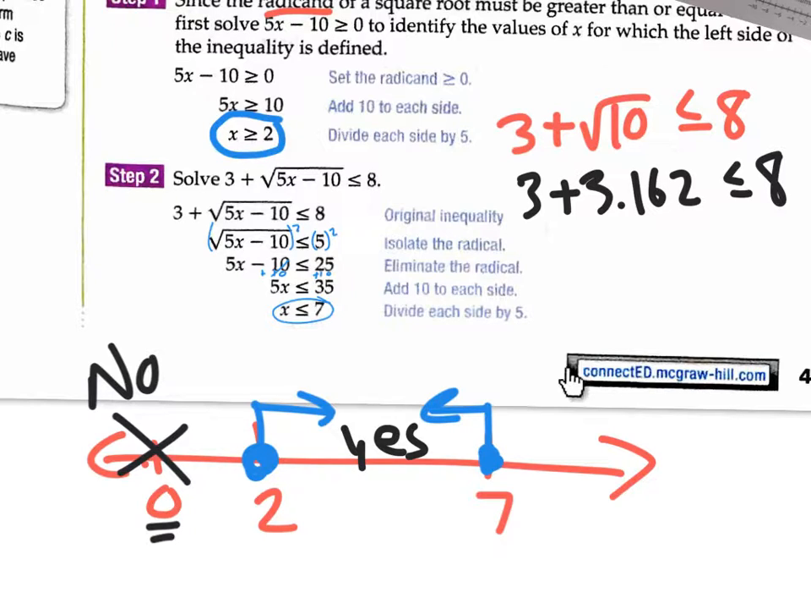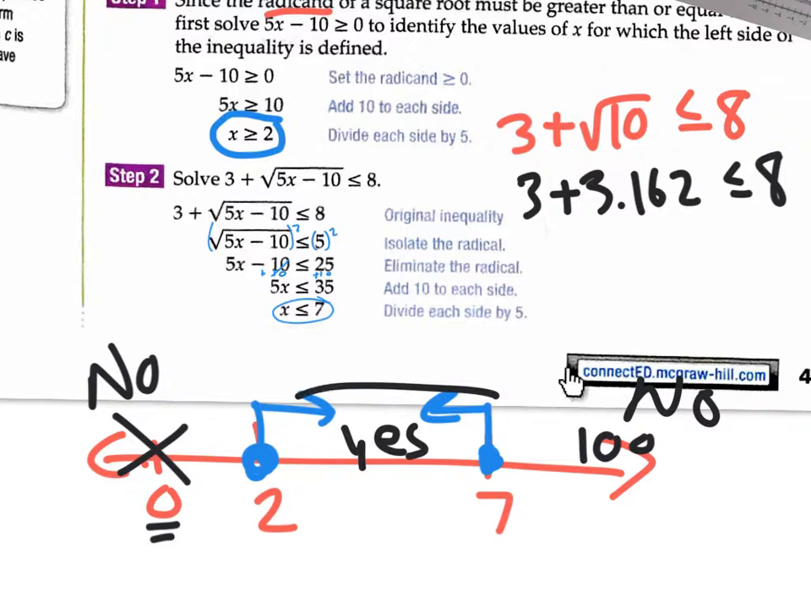Now, if you test any point on the outside, like let's say 100, that's way out here. Or, I mean, you could do 9, you could do 8, any number you want. But if you pick a number on the outside like 100, then it would be 5 times 100, that's 500, which is 490. The square root of 490 is something huge, which is not going to be less than 8, right? So out here, it's also a no.